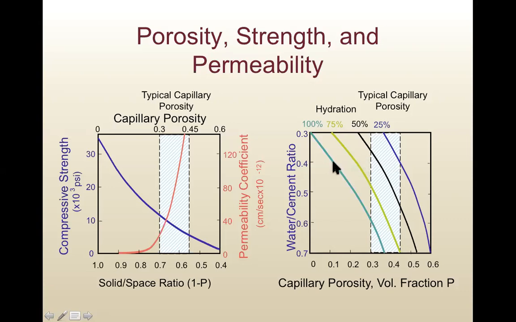Okay, so that makes sense. A higher degree of hydration, we have more hydration product, we have more water consumed, so the porosity will be lower. Okay. But if we keep the degree of hydration constant, let's say 100% degree of hydration, okay, the higher the water cement ratio, the porosity will go up.